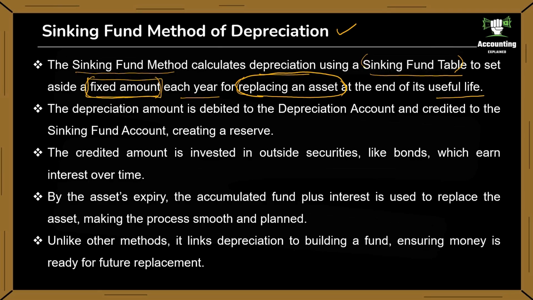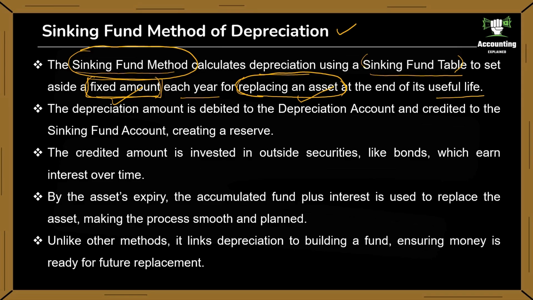Usually when we calculate depreciation, we just reduce the value of fixed assets, right? But in the case of the sinking fund method, we reduce the value of the asset, and equivalent to that value, we set aside a fixed amount. And that fixed amount is going to be used for buying the same asset or a different asset.